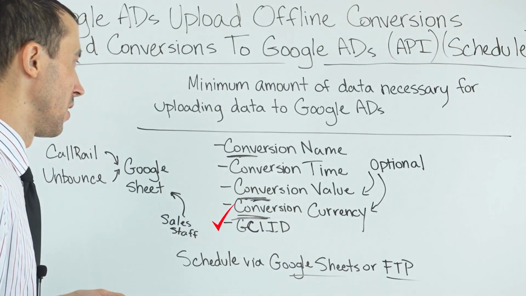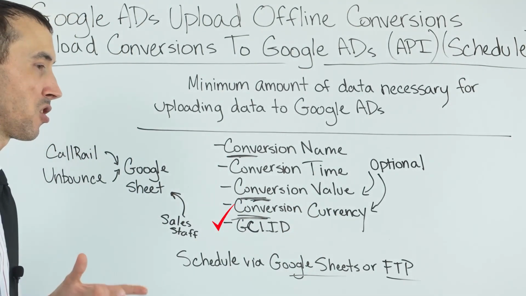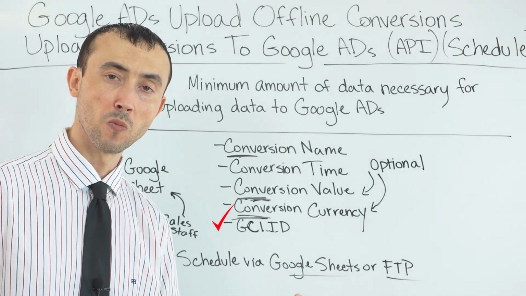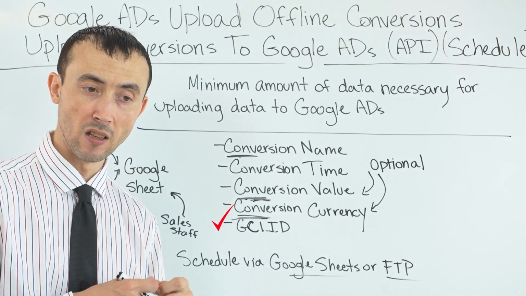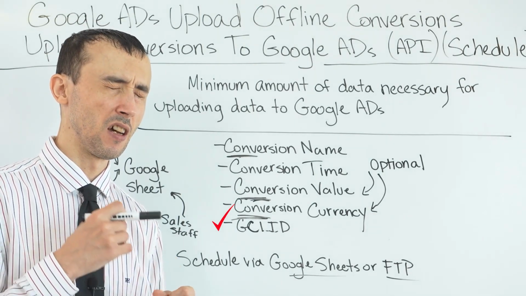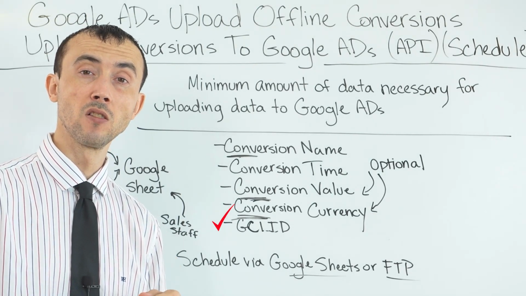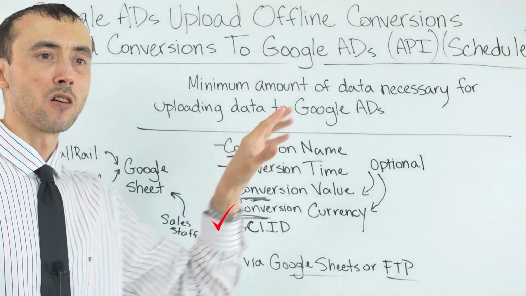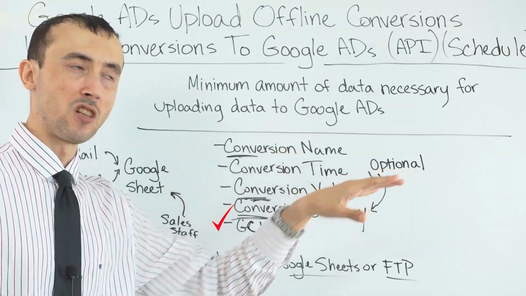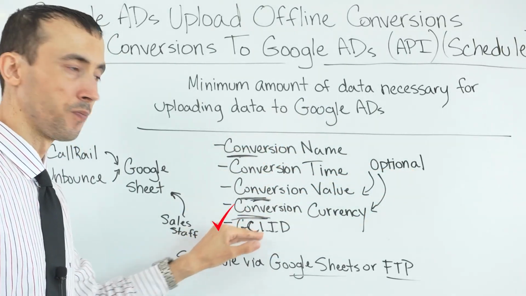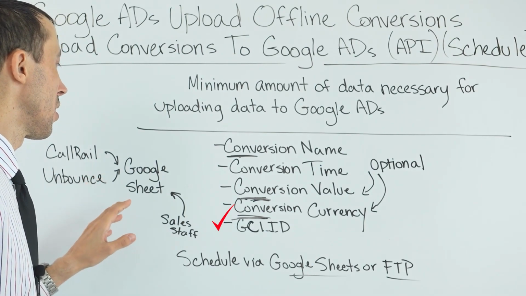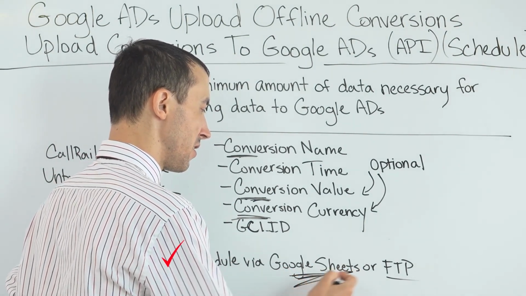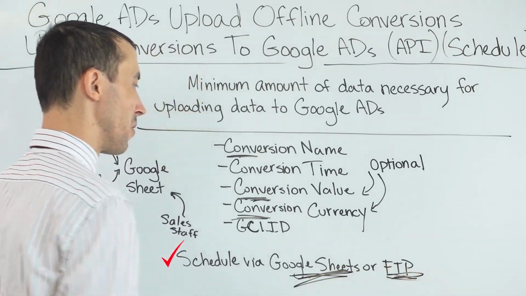So, like I mentioned at the start of this video, you can upload your offline conversions using a manual spreadsheet. You can upload a Microsoft Excel sheet if you wanted to. You can also upload a Google sheet. It's under conversions, and then under upload, you upload that sheet that has this information on it. You can also schedule an upload via a Google sheet itself or an FTP upload.